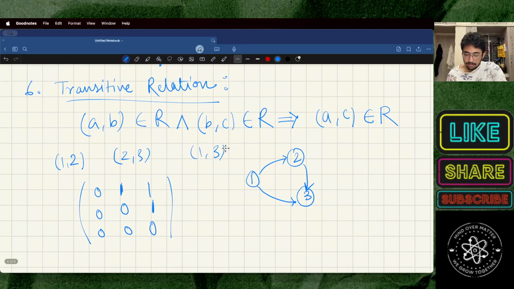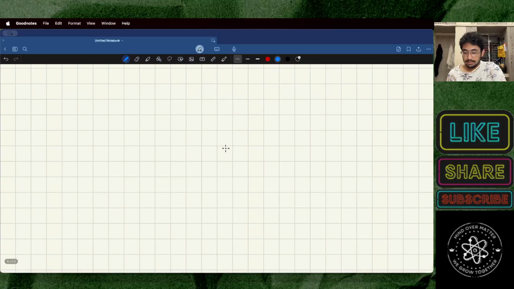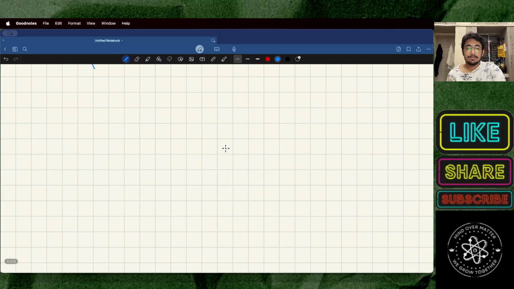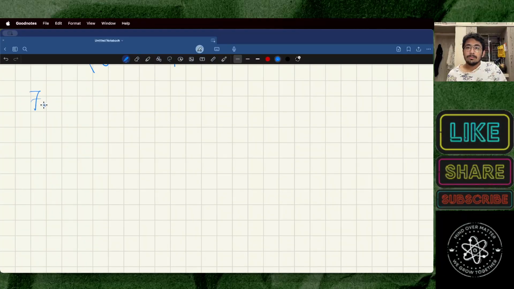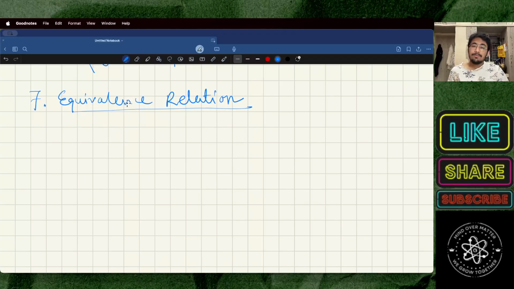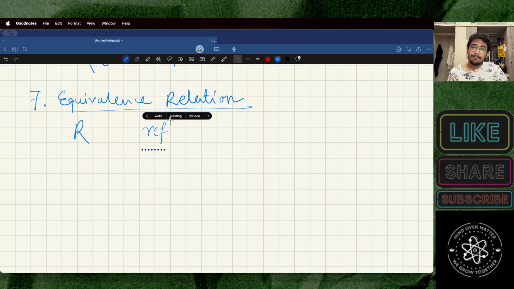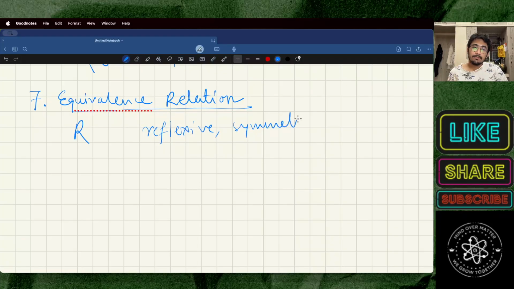And now the next one is equivalence relation. 6, now 7. Equivalence relation. Equivalence relation says that a relation R is said to be an equivalence relation if it is reflexive, symmetric, and transitive.